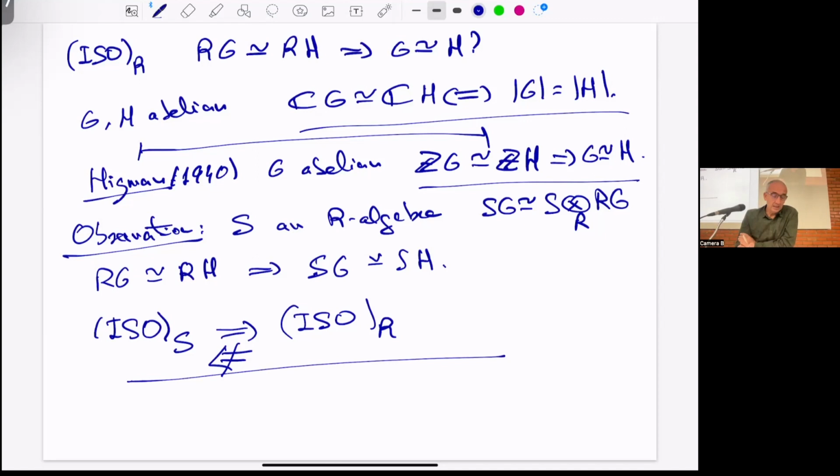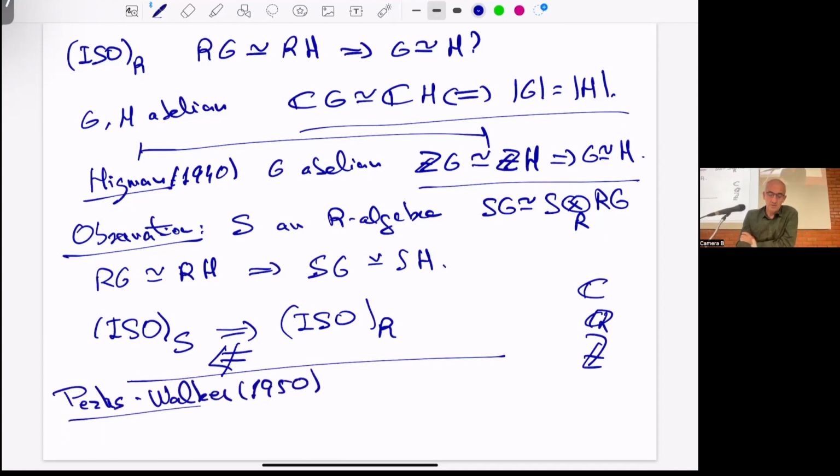Another result, something in between the complex numbers and the integers: you can consider the rationals. And there is another result by Perlis and Walker from 1915, which is basically the same result as Higman's, but also with rational coefficients. So it's a stronger result, because the positive solutions for the integers are like weak results, because then the bigger the ring, the weaker the result.